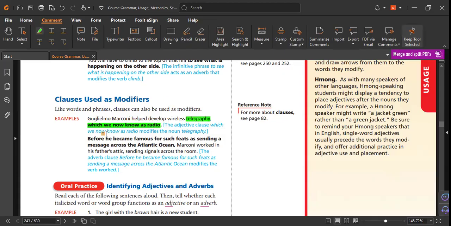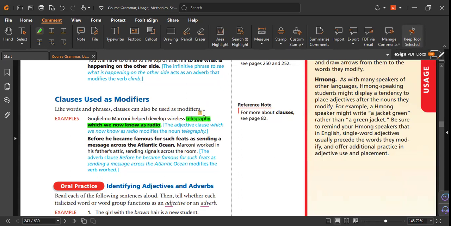Let's check. We now know as radio. What do we know now as radio? Is this person? No. Develop? No. Wireless? No. Telegraph? Yes, so it refers to telegraph. So he said as radio. But radio must be singular because telegraph is singular. It's called the agreement.